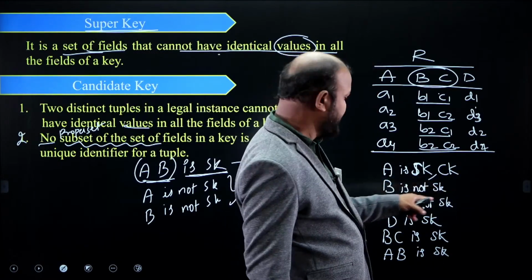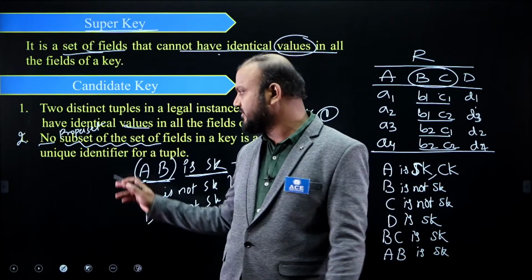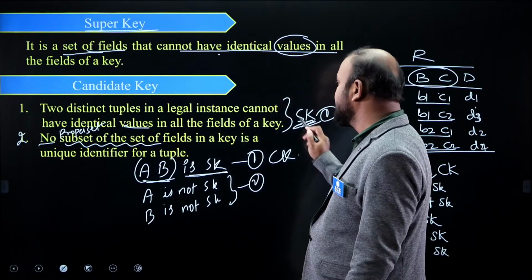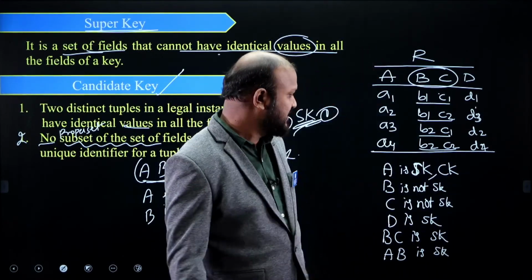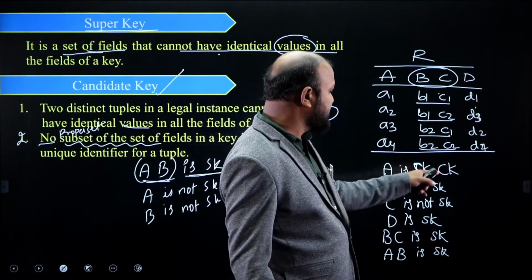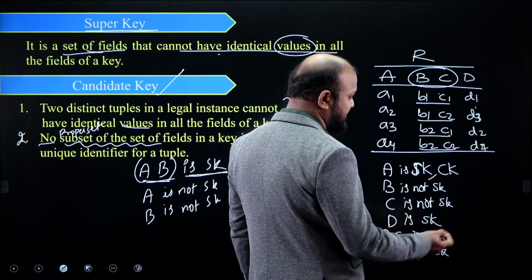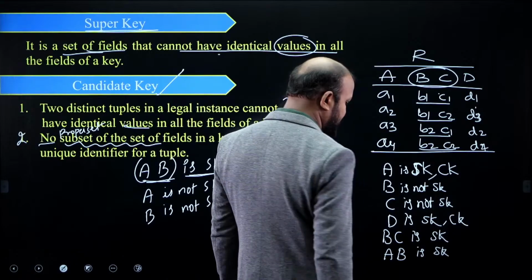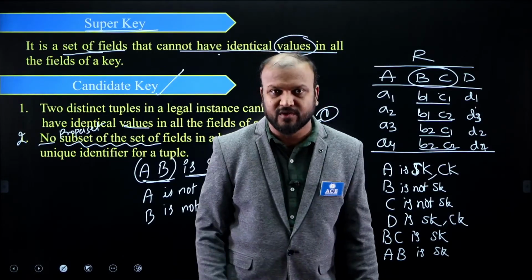B is not a super key. C is not a super key. Because if it is not a super key, we should not worry about the second condition, since if it is not a super key, it is not a candidate key. Why? Because to be a candidate key, the first thing is that it should be a super key, correct? So A is a super key as well as a candidate key. B is not a super key, so not a candidate key. C is not a super key, not a candidate key. D is a super key, so it is a candidate key. BC is a super key, but is it a candidate key or not? You look.